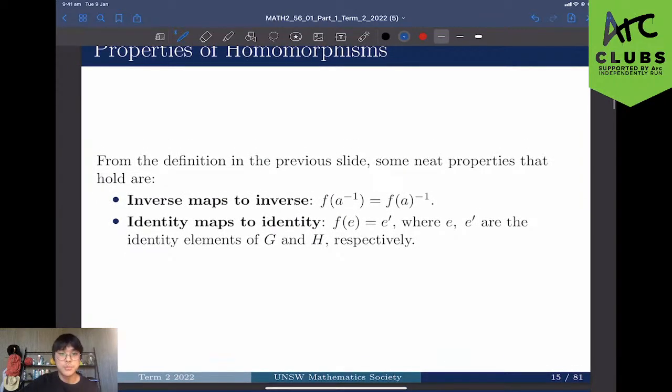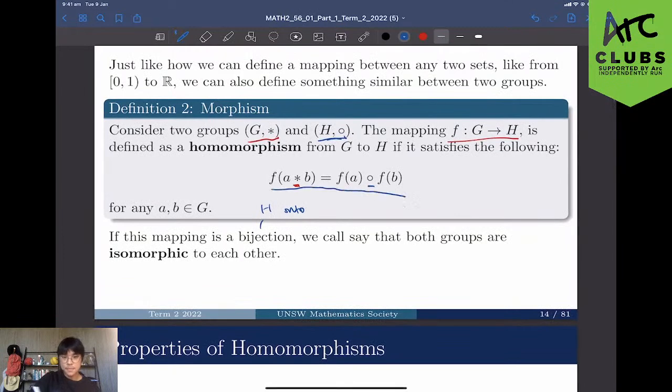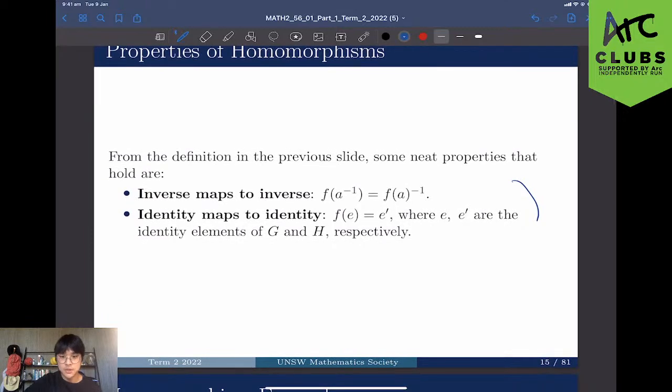And furthermore, properties of homomorphisms. From this formula, we can derive these two properties: that f(a inverse) is equal to f(a) inverse. It's kind of strange to say, but if you just look at it, the homomorphism maps the inverse to the inverse. And also the homomorphism is going to map the identity element in G to the identity element in H.